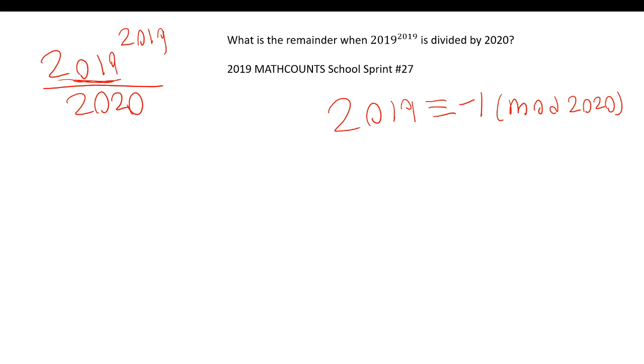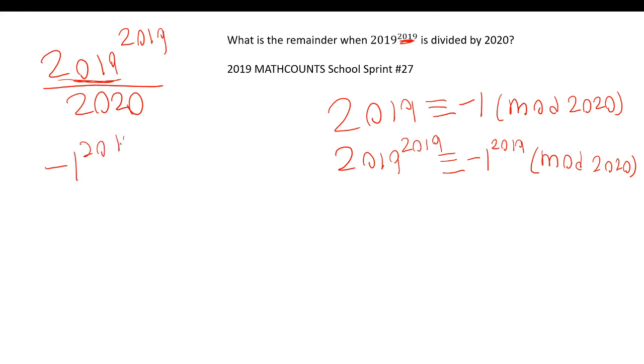And we want the remainder when 2019 is raised to the 2019th power. This is why I take the mod of the base: I like to find a congruence. Now we can raise this to the 2019th power, and of course we're not going to multiply it out. This is congruent to -1 to the 2019th, in mod 2020. So the only thing we have to do is find -1 to the 2019.